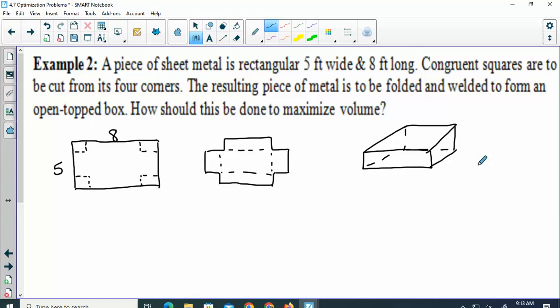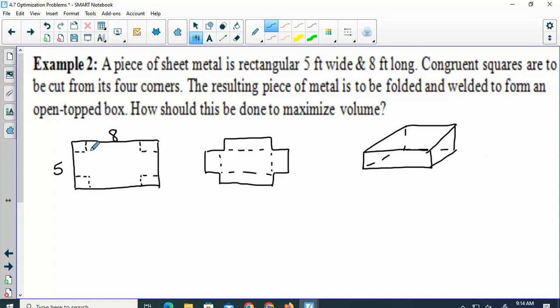Can you guys visualize that? So we have a rectangle, we cut off 4 corners. Looks like this. Fold on those dashed lines, you fold it up and you've got a box. This is actually a problem from college algebra. We did it back then when we were talking about quadratics and finding the maximum of a quadratic. Okay, we want to maximize volume this time.